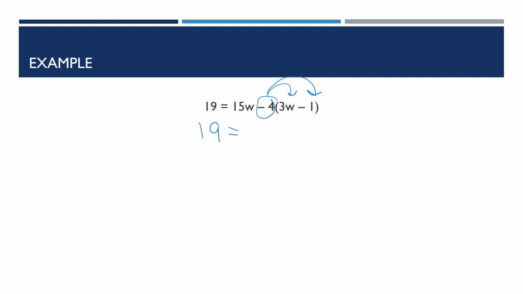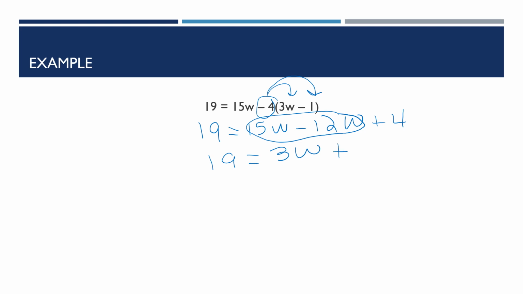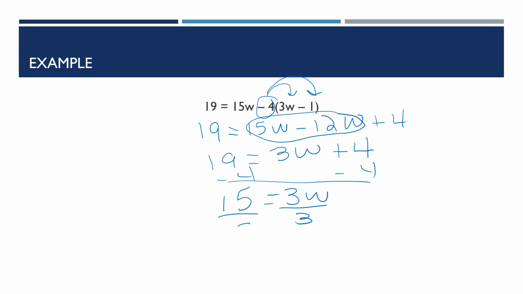So I get 19 equals 15W minus 12W, and think about it as multiplying a negative times a negative. It's going to give me a positive 4. And again, here are my like terms. So I'm going to combine them, and I'm going to get 19 equals 3W plus 4. I'm going to subtract 4. And I'm going to get 15 equals 3W. And if I divide by 3, W equals 15.